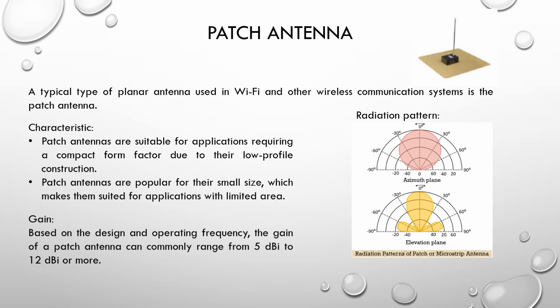Another characteristic is that they are easy to fabricate. Patch antennas are usually printed or etched on a flat substrate. Based on the design and operating frequency, the gain for patch antennas commonly ranges from 5 dBi to 12 dBi or more. The radiation pattern of a patch antenna can be either omnidirectional or directional.